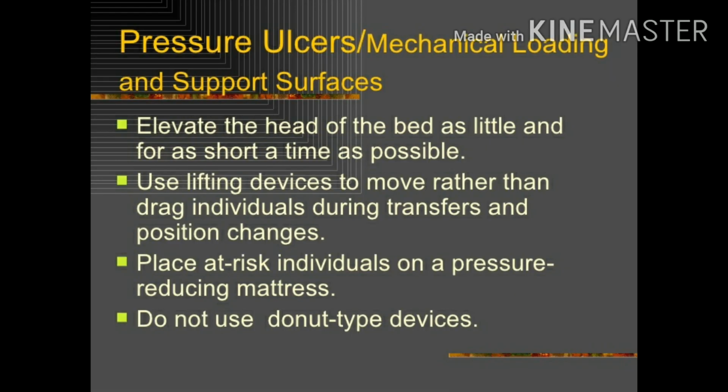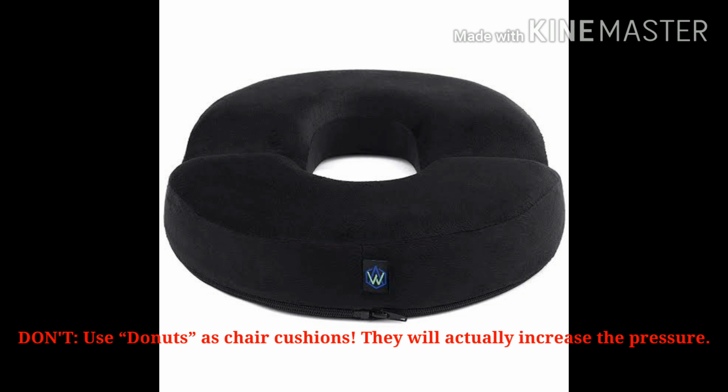Continuing with the other ways to prevent pressure sore: elevate the head of the bed as little and for as short a time as possible. Use lifting devices to move rather than drag the individual during transfers and position change. Do not use donut type of devices. This is a donut type of cushion, which should not be used to prevent bed sore as they actually increase the pressure.